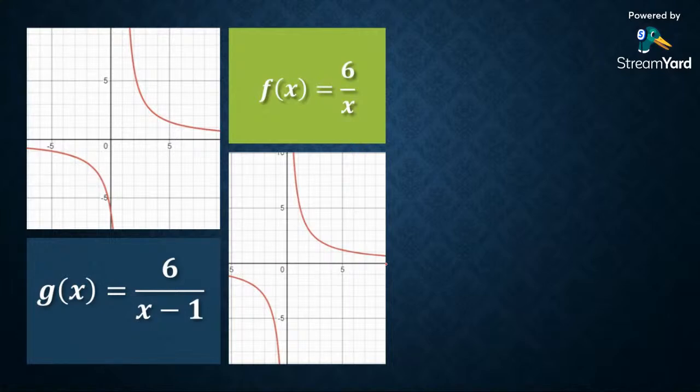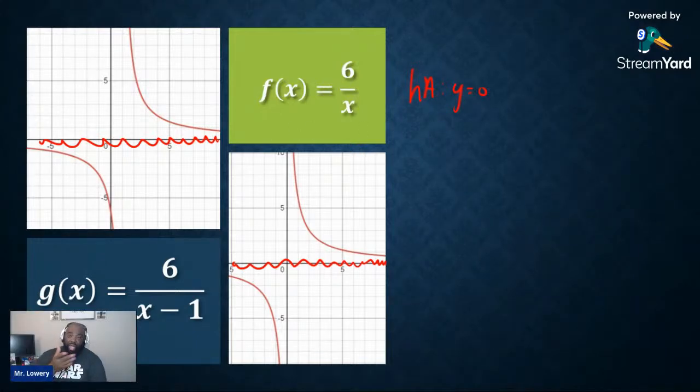So we have to look horizontally, and what we see on this 6 over x is that it's not trying to touch 0. Likewise, on the 6 over x minus 1, it's also not trying to touch 0. So that would be our horizontal. The horizontal asymptote for both of these would be y equals 0. The reason it's y is because we're talking about what line would cross the y-axis. So that is why it is y equals 0.